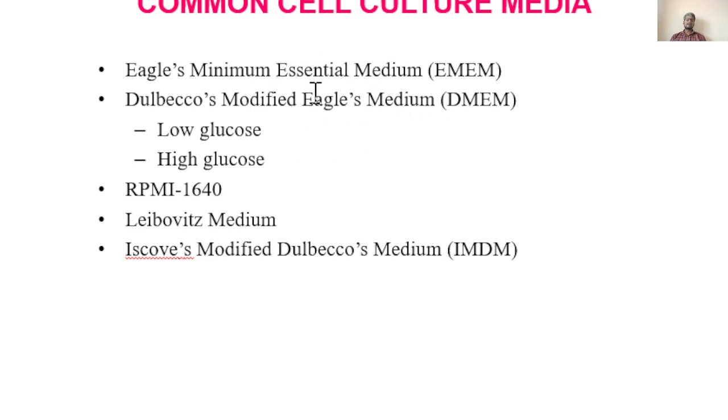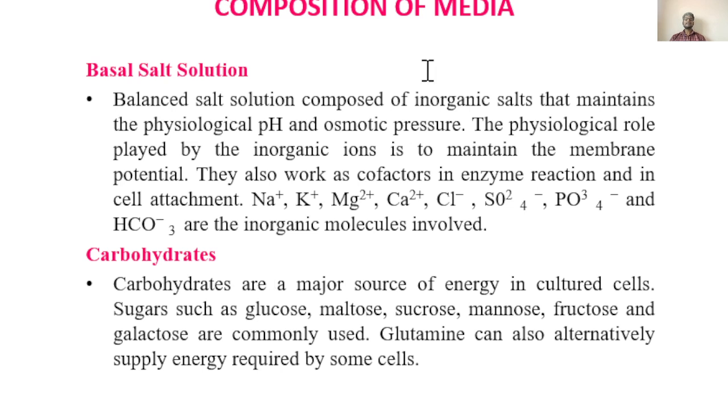DMEM is considered a basic or universally common media that is used for any cells. But for special cells like neural stem cells, we go with a special media with special growth factors. Now, composition of media: what are the components present in media like DMEM, EMEM, RPMI?